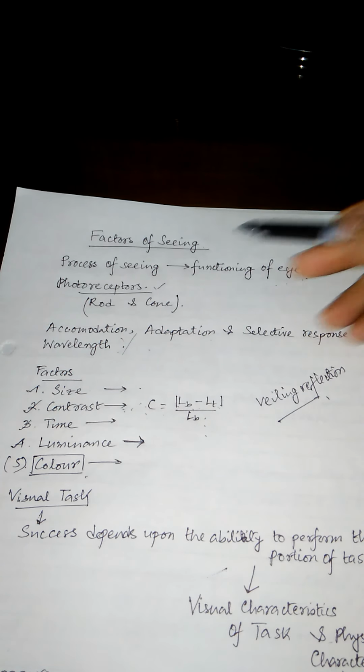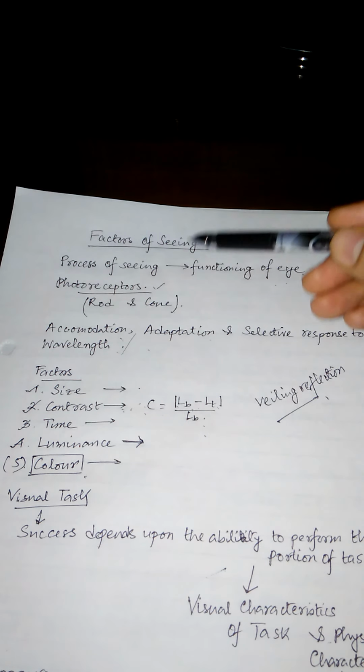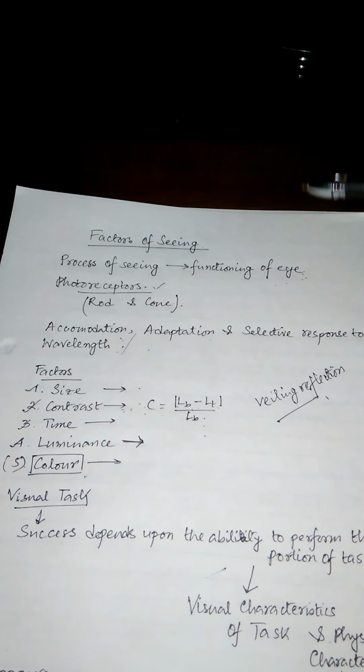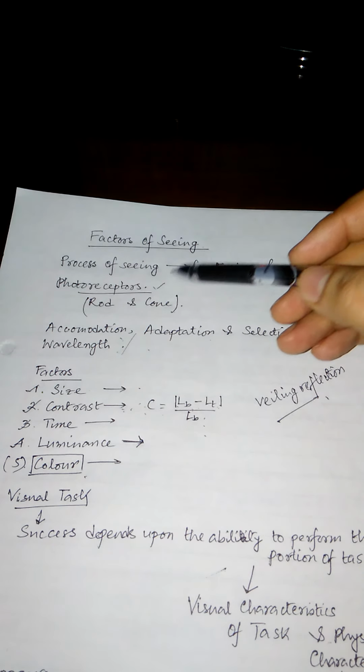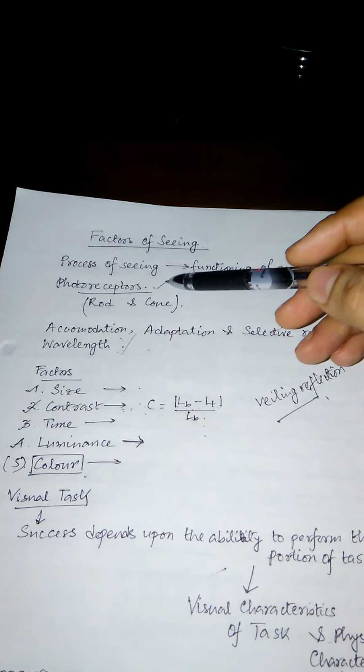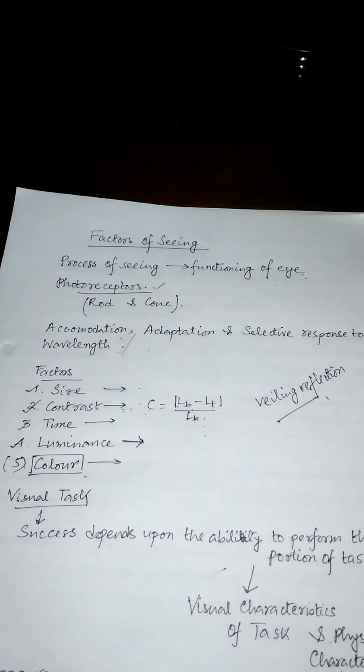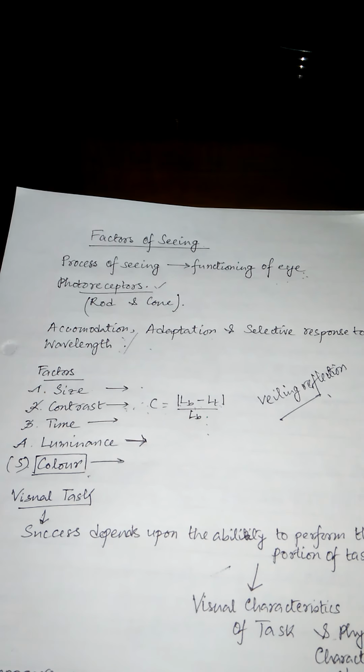Now in our earlier class we already discussed the process of seeing and also the functioning of the eye. That means the photoreceptors and the construction of the eye, and how it responds to the light coming into our eye and how it does its functions. In the case of photoreceptors, we know that there are rods and cones, two types of photoreceptors, and that helps us with proper vision.